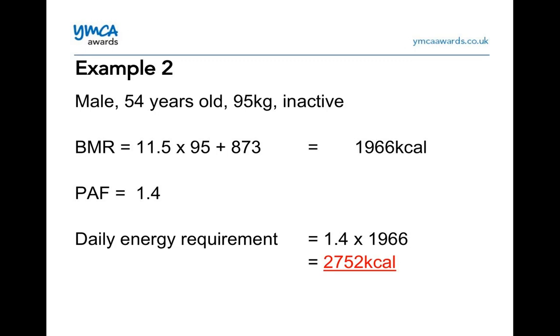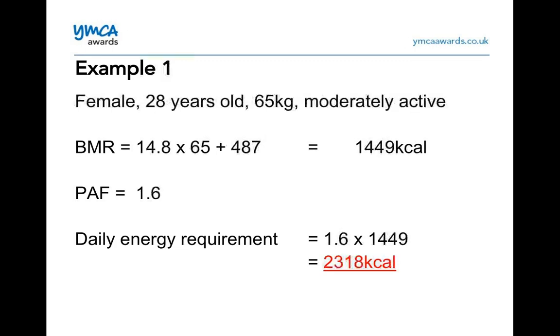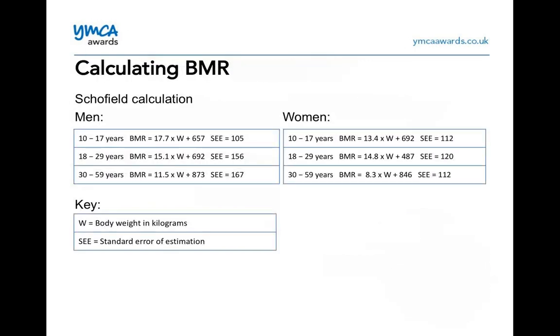What you need to remember, the important thing with this calculation, is that it is by no means 100% accurate. So you need to be aware of that. What else it gives you is here: SEE, standard error of estimation, which is 156. So that's usually 156 for or against. So you can play around with 156 calories, so to speak. Take it down if you need to at any point.